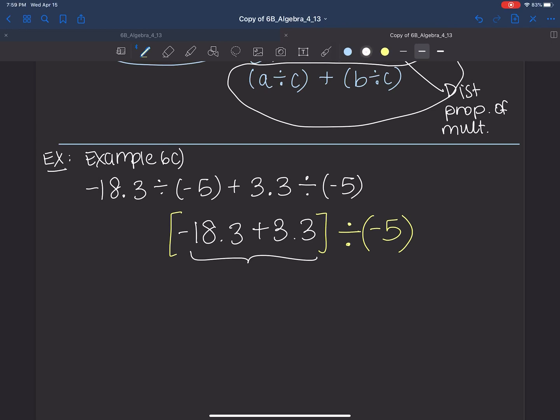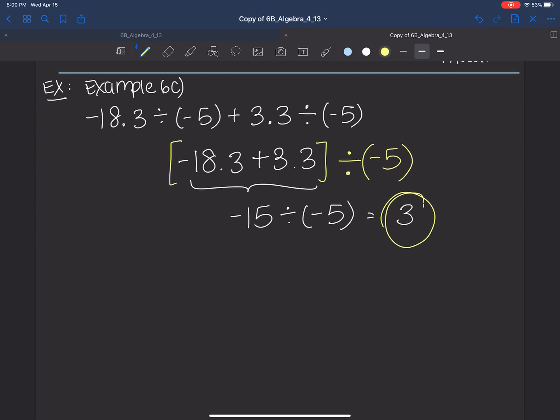Okay, so these two add up to minus 15. Then we divide by minus 5. Okay, so the number part is going to be 3. Now we have to figure out the sign. But we have two minus signs, and we saw before that two minus signs cancel out when you divide. So we just get 3.